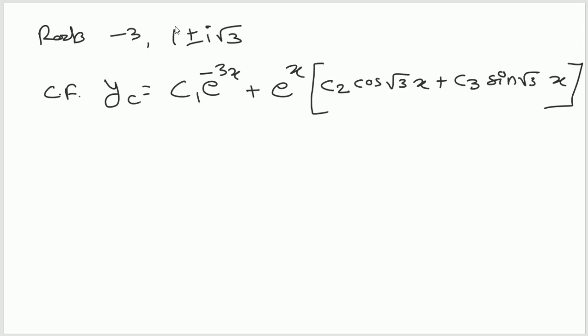Now we see here we got exactly 3 arbitrary constants, c1, c2 and c3. I hope you have understood this. Try to solve some examples on this. Okay, we'll stop here. Thank you.